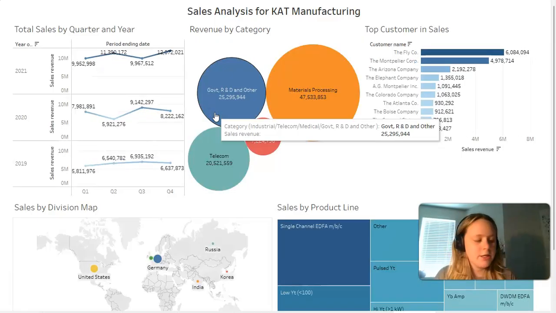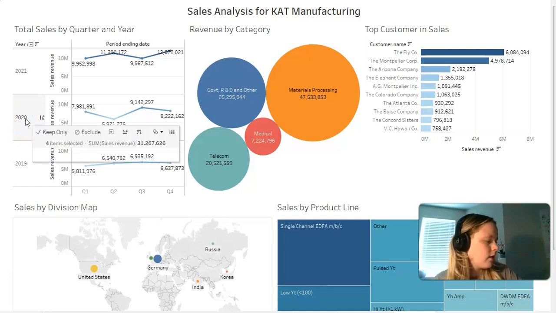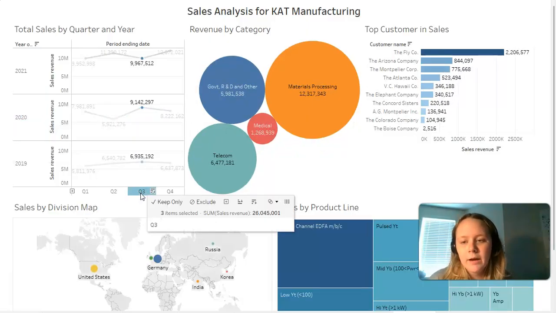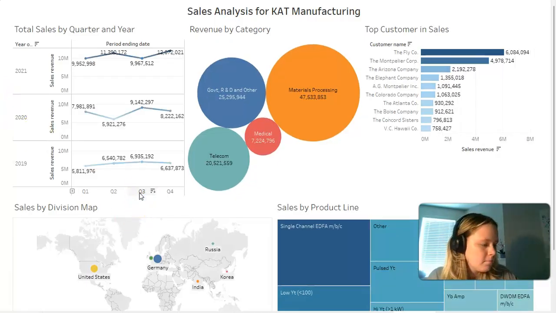To begin the questions, number one is what were the total sales revenues for the third quarter of 2020? To do that, we will go over to 2020 and then the third quarter, which makes the number 9.142 million. And then we deselect this.